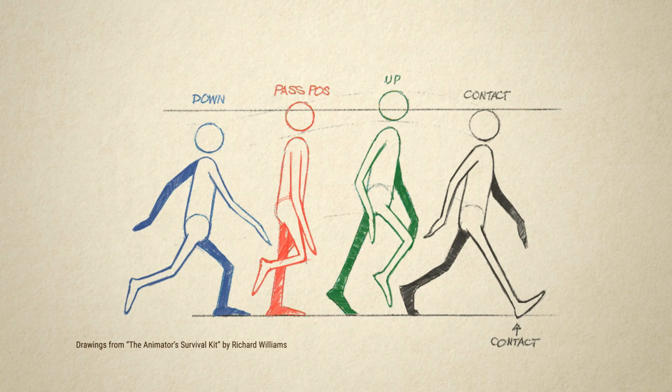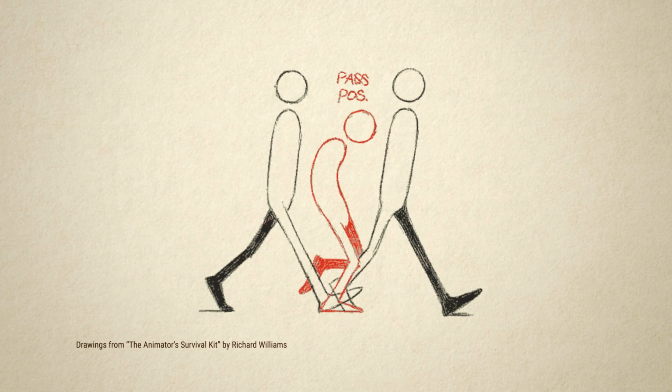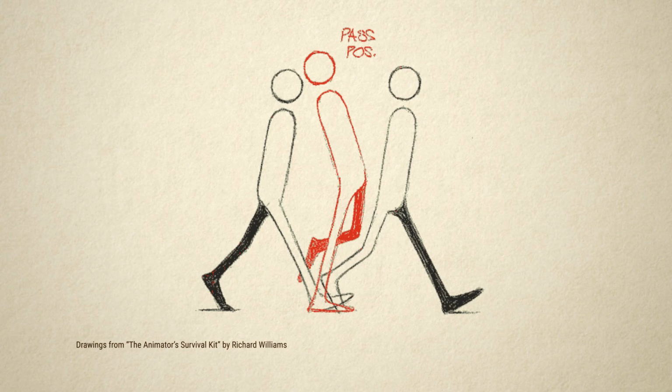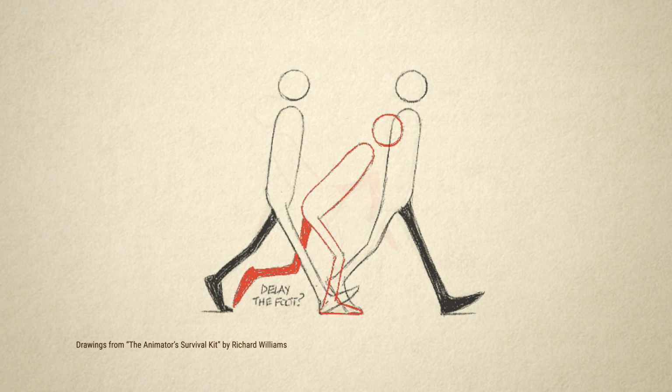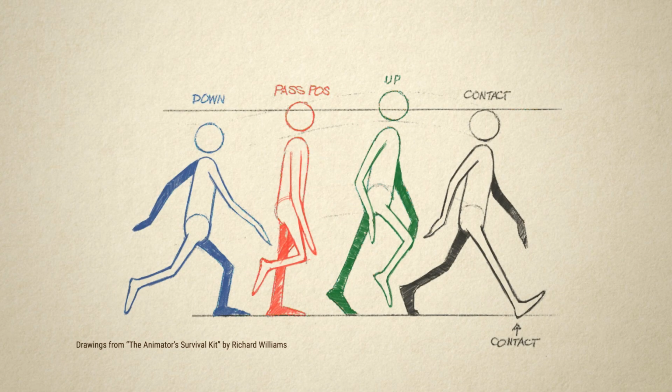So it's these 4 poses, the contact, the down, the passing pose, and the up, that define the walk. The other frames are just in-betweens. Now, depending on the character and the type of walk, these poses might look radically different, and the timing between them can vary. But these are the 4 poses that give a walk its character. So when we look at our reference, these are the poses we want to find and get right.